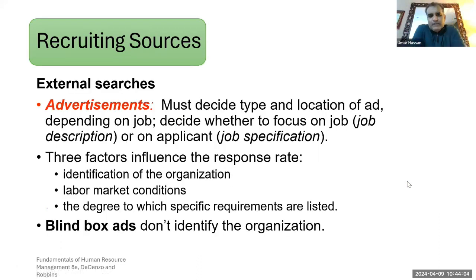Then there are external sources. In recruitment, we have external sources.